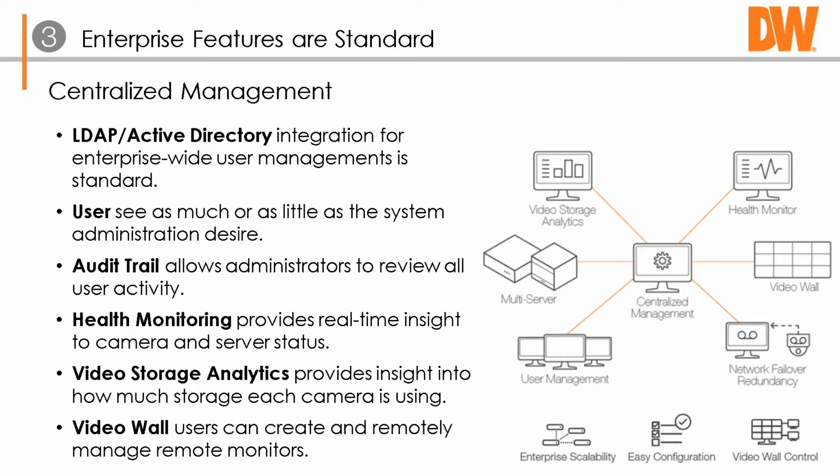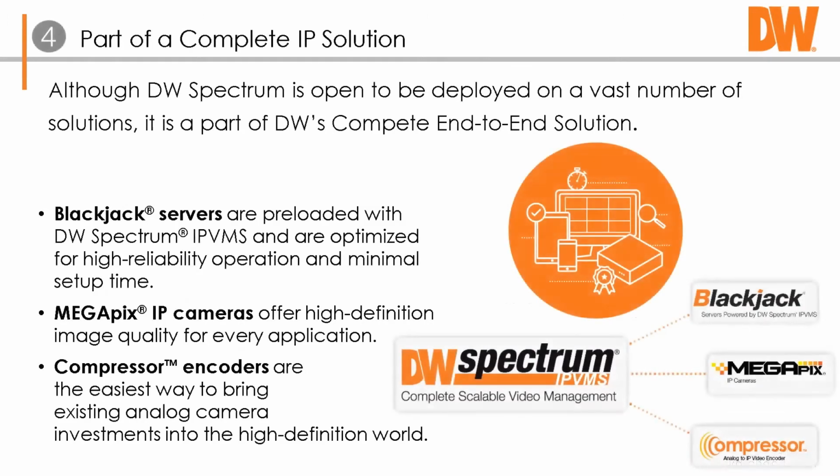All right. So what do we mean by part of a complete IP solution? As I said before, we have the servers, we have the Megapixel cameras, we have the encoders, and it's all tied together with the Spectrum VMS. So we also have these things very tightly integrated together. So there should be no problem deploying a complete Spectrum system.